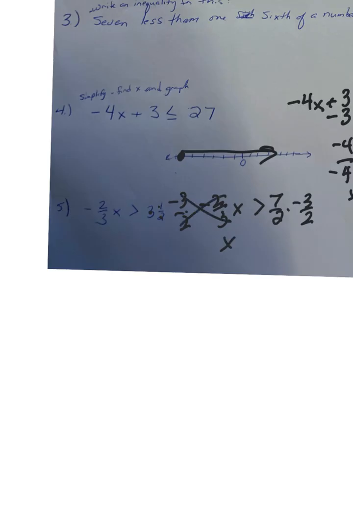X is, and since I multiplied it by a negative, I'm going to have to flip the sign, and that becomes -21/4. And if you do simplify that, it's x is less than -5 1/4.